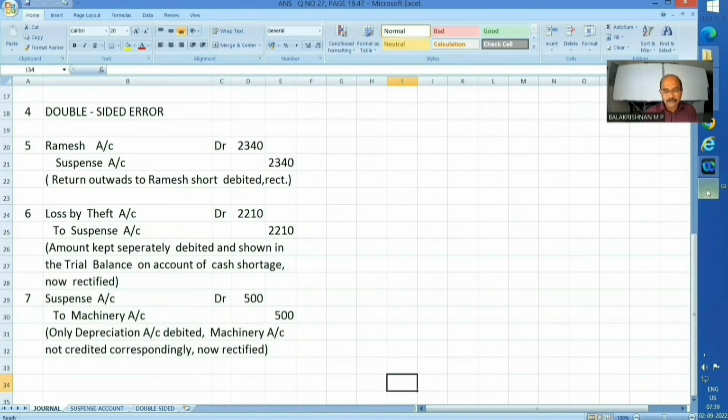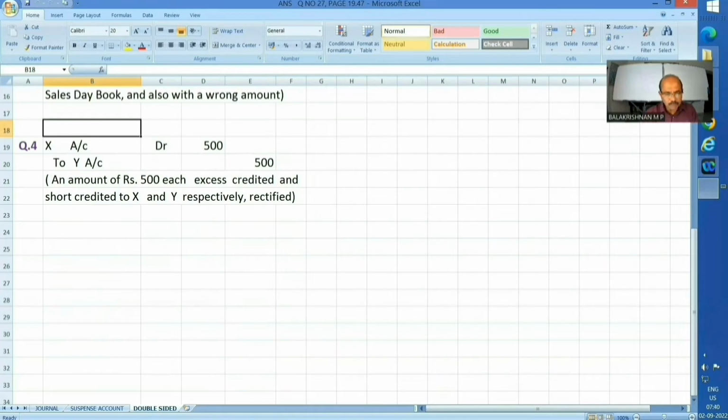Next one, goods purchased from X rupees 3,500 and from Y rupees 4,000. But were recorded in the purchase book as X 4,000 and Y 3,500. We can easily make out it is nothing but amount interchanged between the parties. Okay. And overall amount is same only. 3,500 plus 4,000, 7,500. And 4,000 plus 3,500 is also 7,500. Hence, the rectification will be X account debtor 500 to Y account 500.